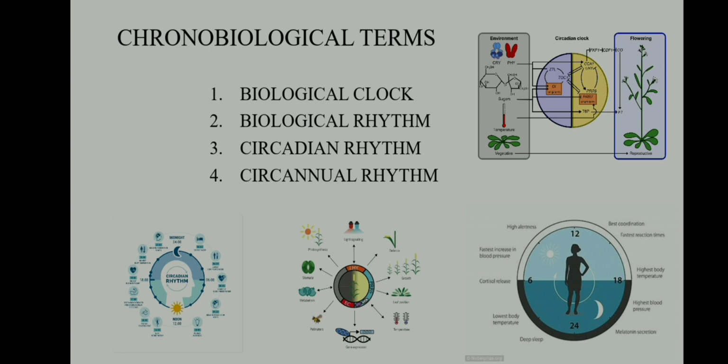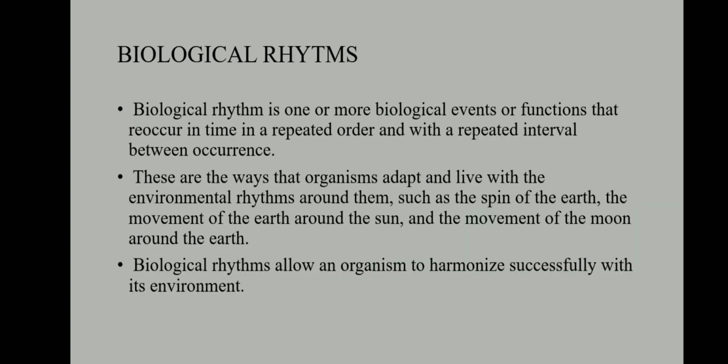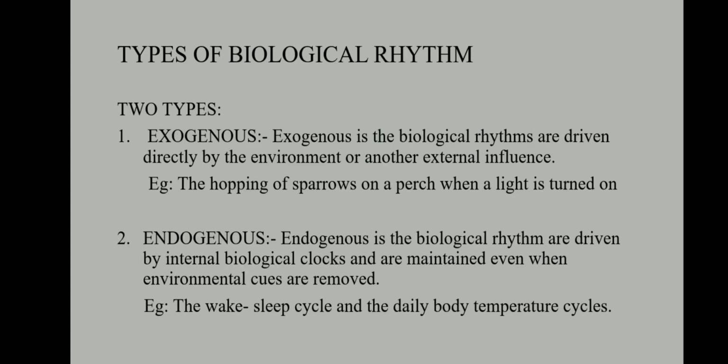Then chronobiological terms are the biological clock, biological rhythm, circadian rhythm, and circannual rhythm. First, what is biological rhythms? Biological rhythm is one or more biological events or functions that reoccur in a time in a repeated order and with a repeated interval between occurrence. These are the ways that organisms adapt and live with the environmental rhythms around them, such as the spin of the earth, the movement of the earth around the sun, and the movement of the moon around the earth. Biological rhythms allow an organism to harmonize successfully with its environment.